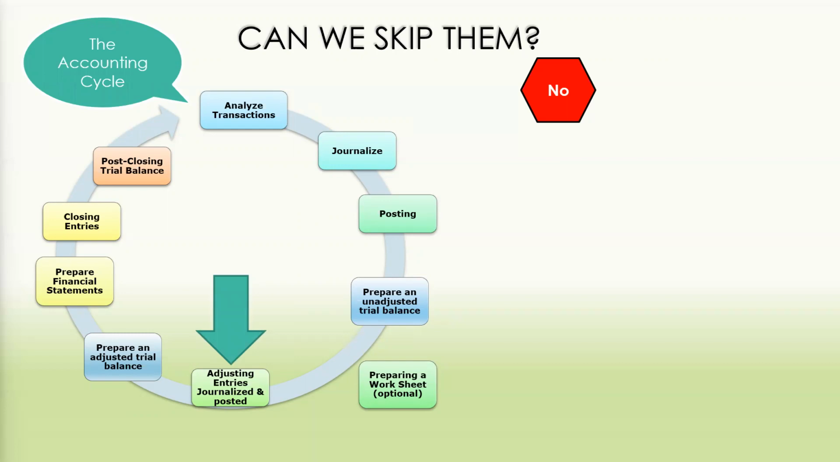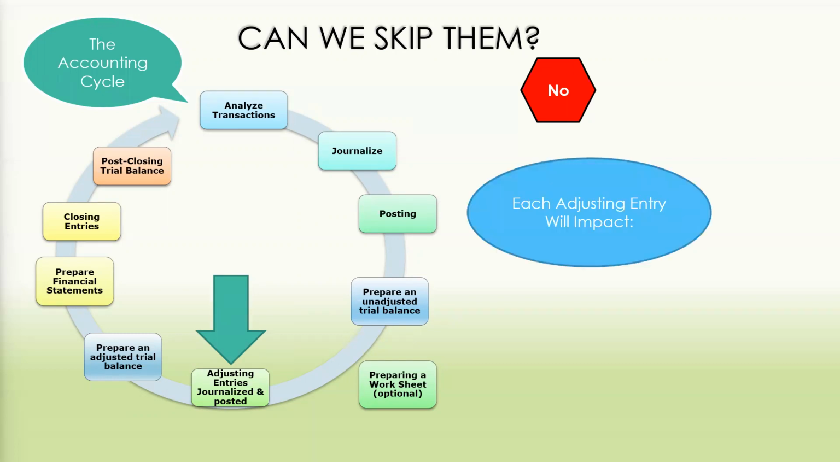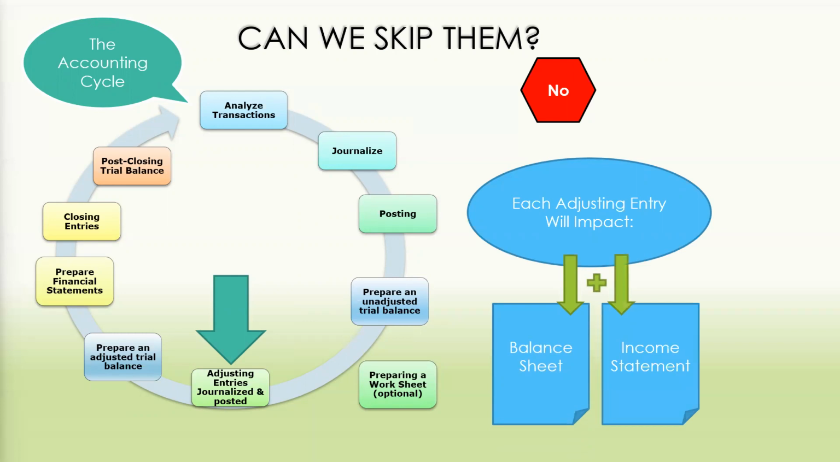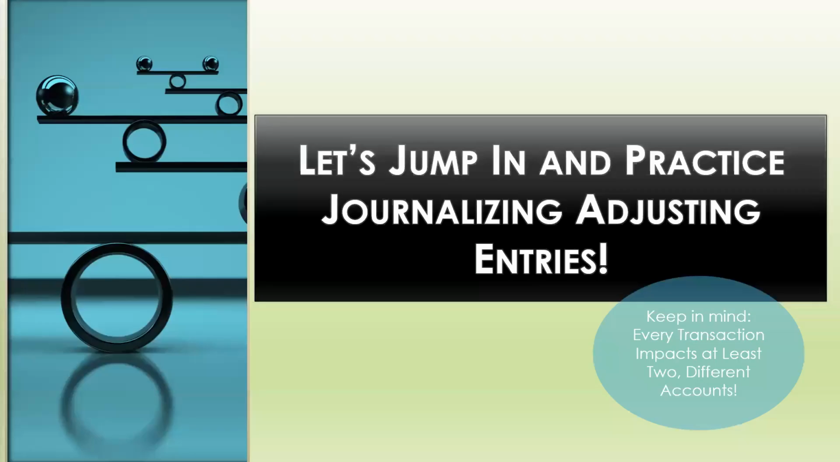Here are where the adjusting entries fall in the process of the accounting cycle. You can see it is very much so a part of the accounting cycle, so they cannot be skipped. As a matter of fact, each adjusting entry will impact the balance sheet and the income statement. So now that we have defined adjusting entries, let's jump in and practice journalizing a few adjusting entries. Keep in mind, every transaction impacts at least 2 different accounts.